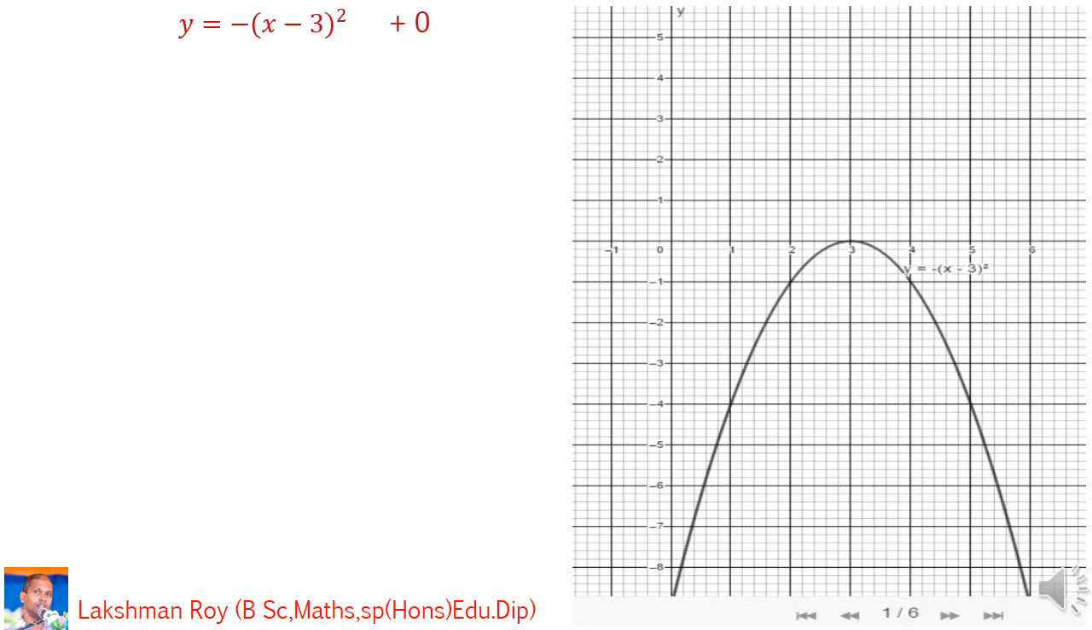Right, students, now let's see this graph. This is the graph of the function y equals negative (x minus 3) squared. I added 0 here. This is a function. Now you can see in the graph paper, I have drawn this graph, this smooth curve. So that is, you can see, a parabola with a maximum.